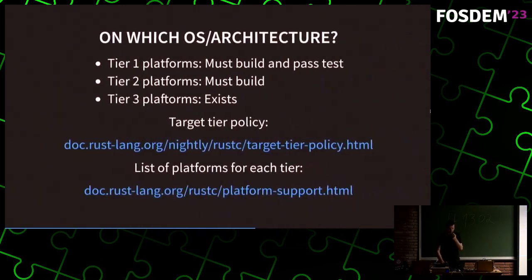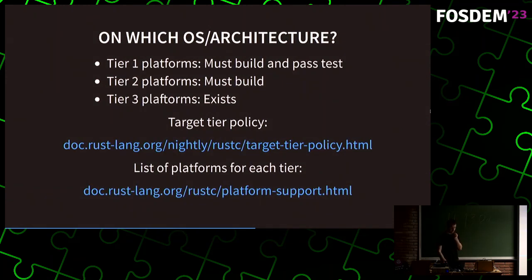So, on which OS and architectures is everything tested? We have a target tier policy. You can go check it on the page linked below. But basically, tier 1 platforms are the platforms that are fully tested, implemented, and everything. So macOS, Linux, and Windows. They must pass all the tests, and we build them, and we ensure that what we have built can be uncompressed and works on the target. So, a very strict restriction.